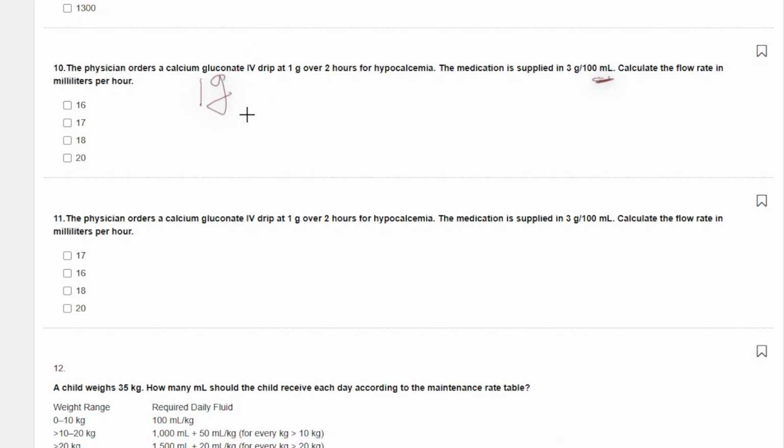You need that to be 1 gram per hour. But think about this. Here, I have 1 gram per 2 hours. You need your basic order to be gram per hour, so I can simplify 1 by 2. Once I do that, I'm going to have 0.5 gram per hour. So this is my order.